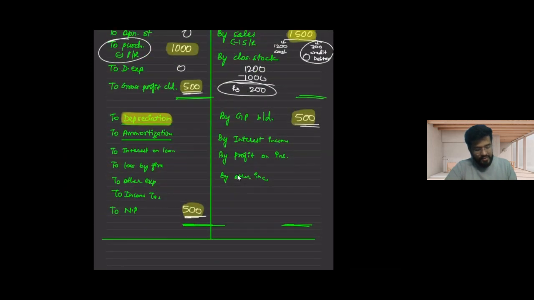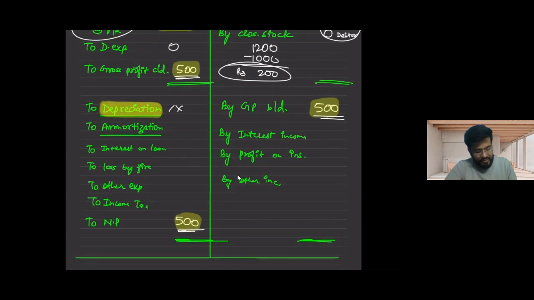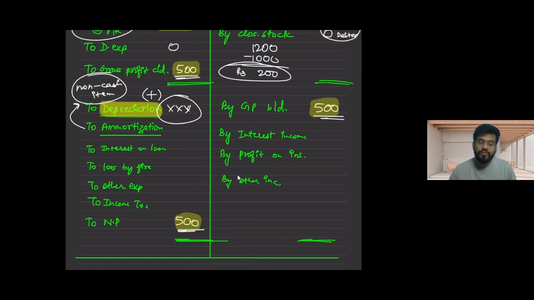Similarly, now you can see the depreciation, if it is deducted, please add it back because it is a non-cash item. In the same way, amortization is also a non-cash item. Even your foreign exchange gain loss is also a non-cash item. So all these items would be added back to the net profit because these are non-cash items.